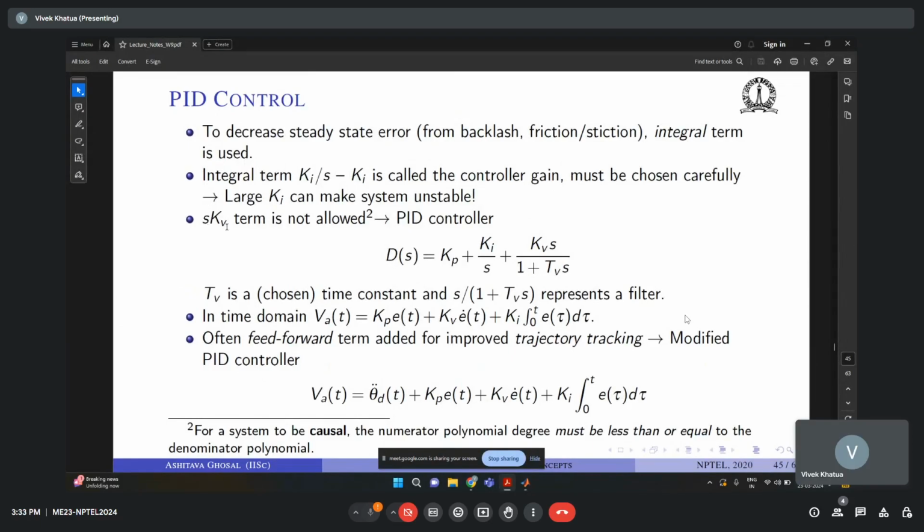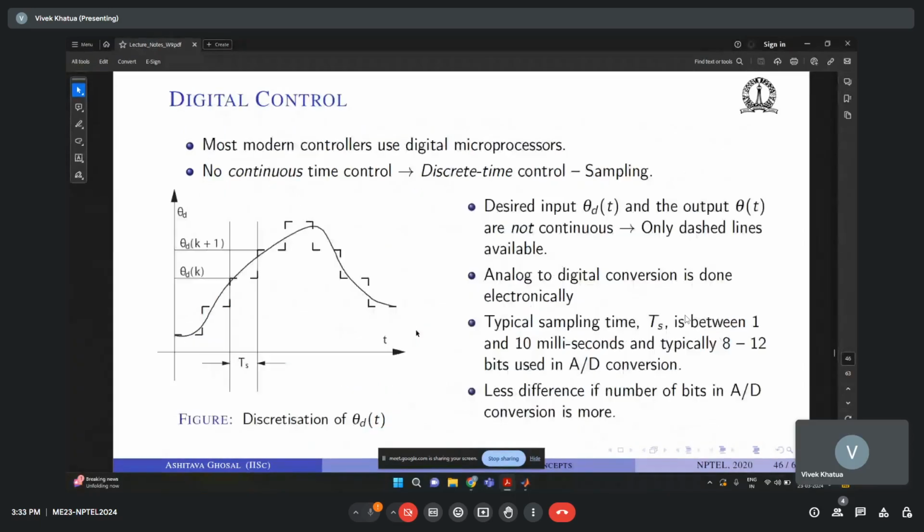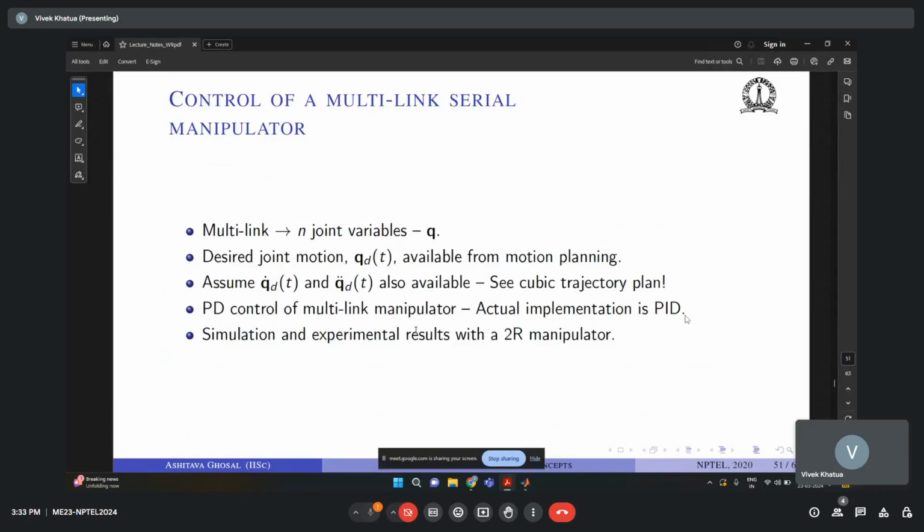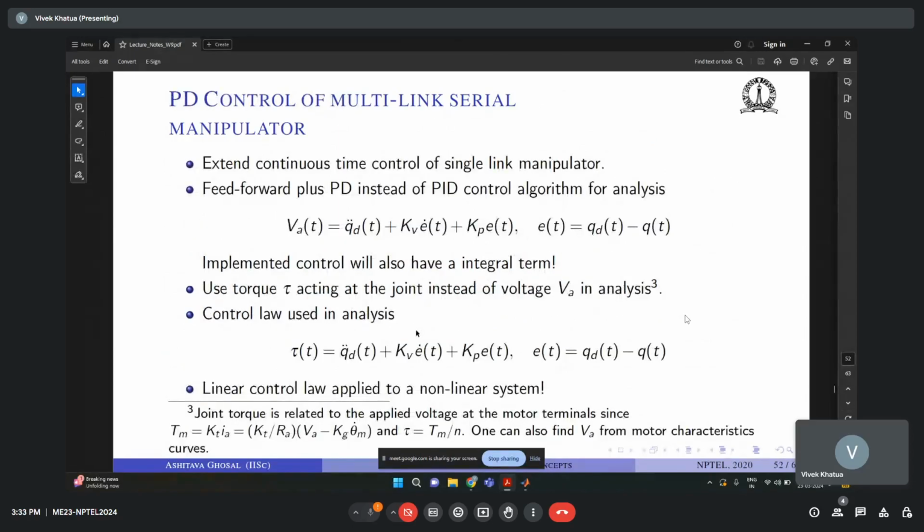So we wouldn't want s Kv, rather we will introduce Kv by 1 plus Tv s, right? So here if you see, the effective order is something like that of Kp, right? So with that, we would get our PID feedback control, right? And this is for digital systems. I'll conveniently skip it. And the extension of control using single link to that of multi-link is further discussed. So I will leave it here.